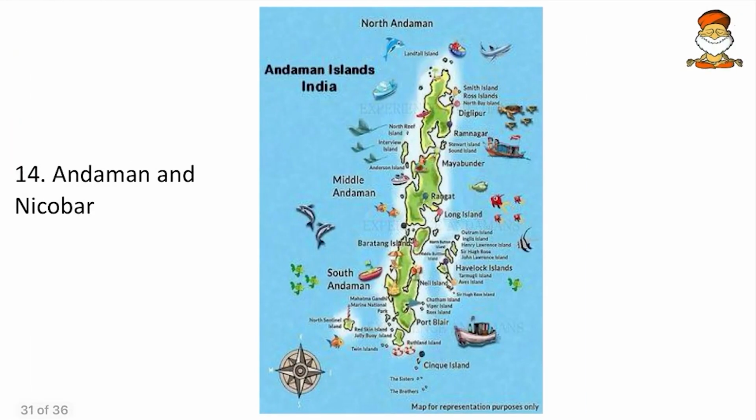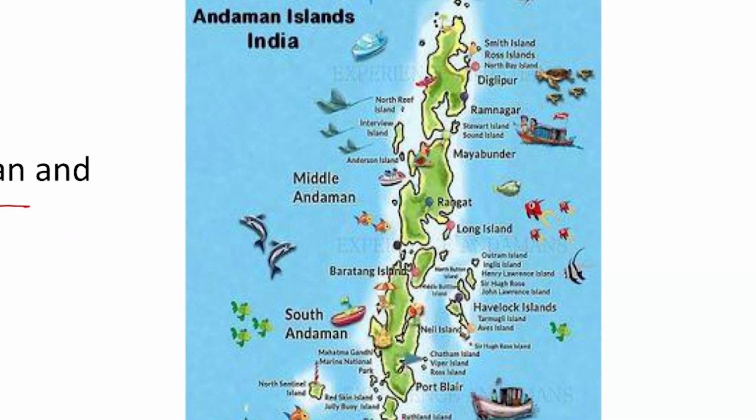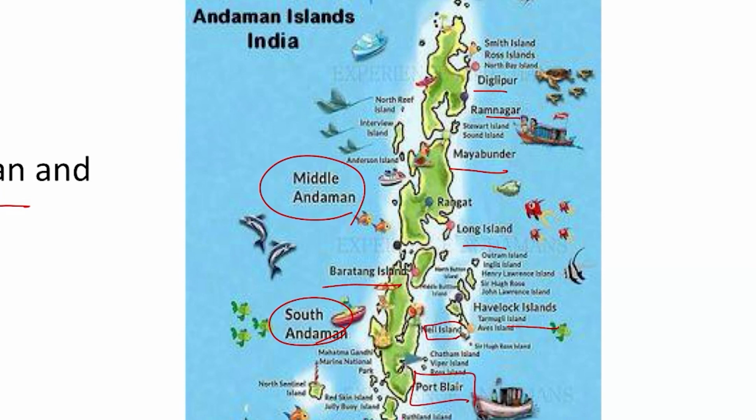And then we have Andaman and Nicobar. Friends, we remember as many islands as possible in this Andaman and Nicobar. So overall, here we have the South Andaman, North Andaman and Middle Andaman. And here some of the important islands. Like we have the Baratang Island here, Havelock Island here, Long Island here, okay, Mayabunder, Ramnagar, Diglipur, so all these. And Port Blair, okay. So we remember Port Blair here, Neil Island is present here. So we remember all these, okay.